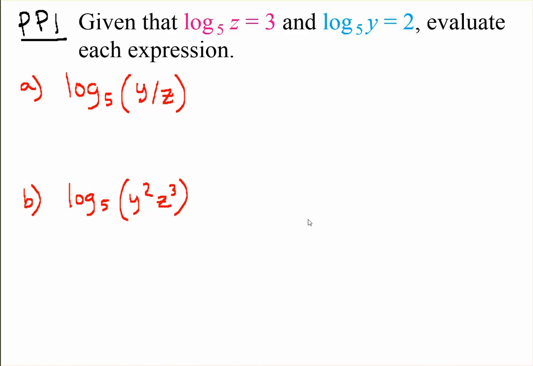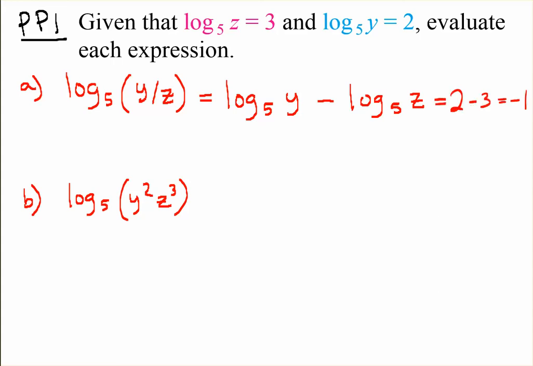All right, here's what I got. See if you guys agree here. So log base 5 of y divided by z becomes log base 5 of y minus log base 5 of z. Good there. And then according to the rules here from the book, that becomes 2 minus 3, which gives you a -1. We good? And again, just making sure you know the properties here. So split them off because the division makes a minus sign and then plug in the values.